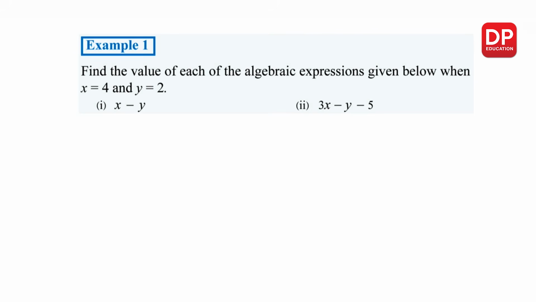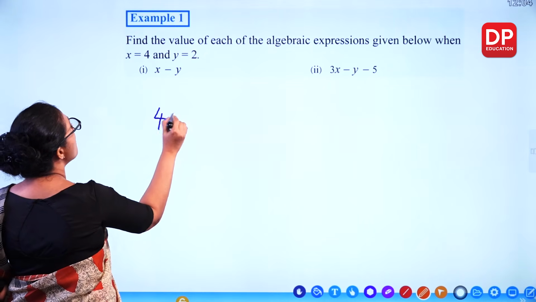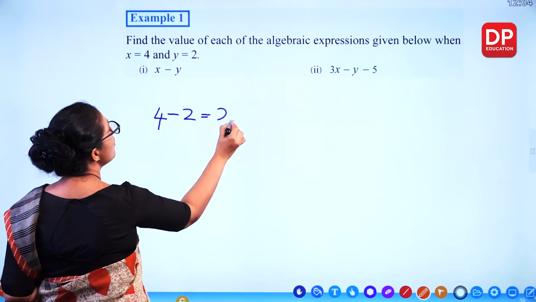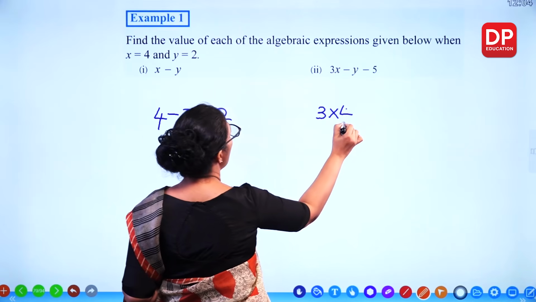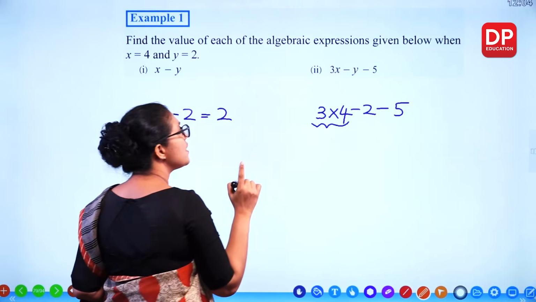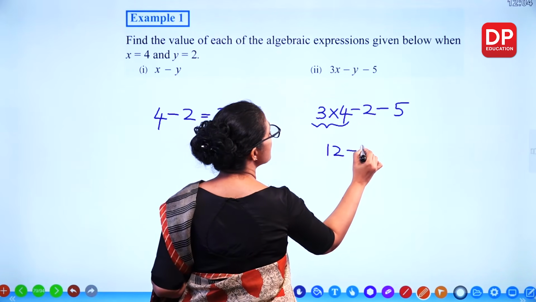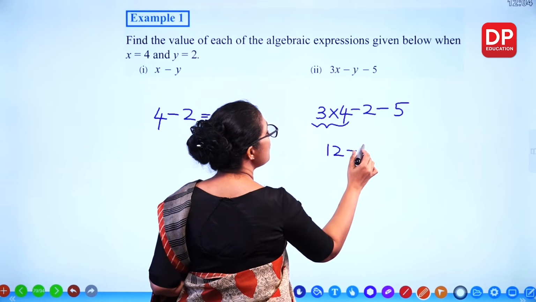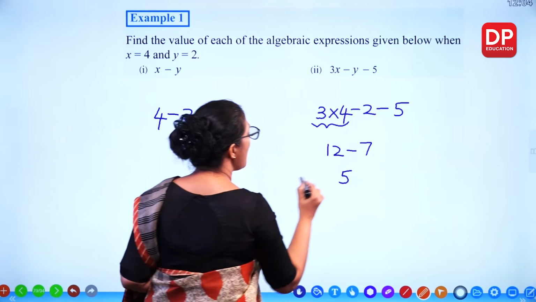Example number 1. Find the value of each of the algebraic expressions given below when x equals 4 and y equals 2. So that means substitute. 4 minus 2. You get 2. This one, 3 times 4 minus 2 minus 5. According to BODMAS, multiplication first. 3 times 4, 12. Minus 2 minus 5, you get minus 7. 12 minus 7, that's 5.